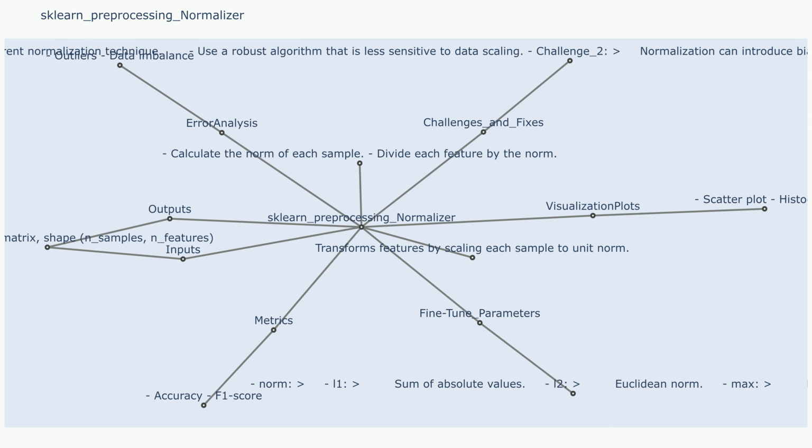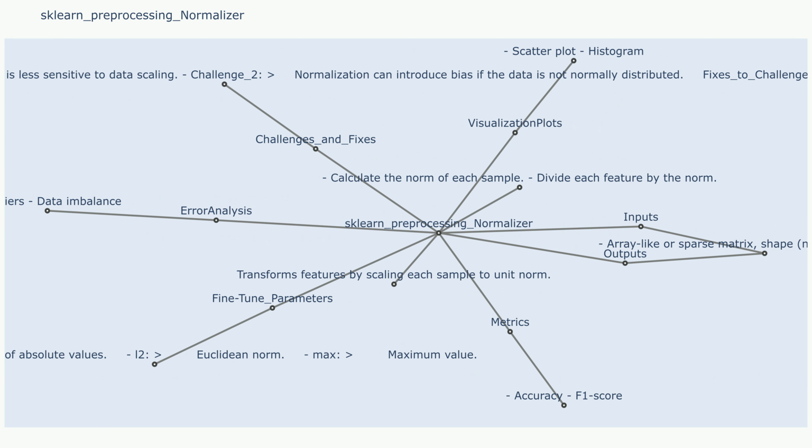Inputs. X. A NumPy array or pandas data frame containing the data. Each row represents a sample, and each column represents a feature. Outputs. X normalized. A NumPy array or pandas data frame containing the normalized data. Each sample has a unit norm.